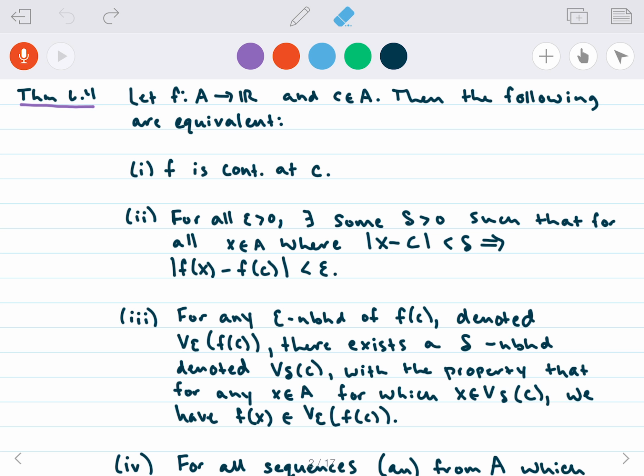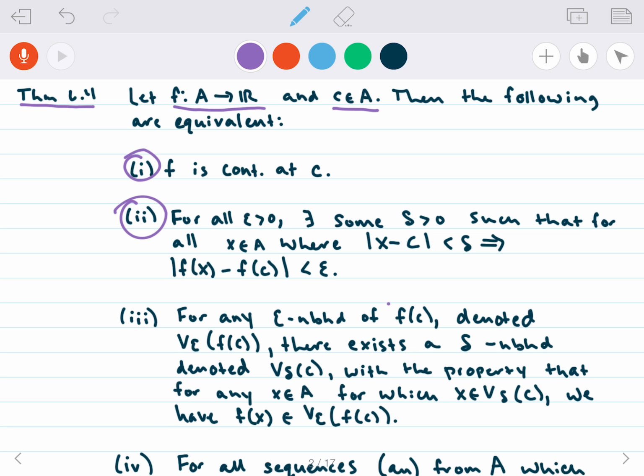So this theorem is going to give us five equivalent characteristics of a function being continuous at a point C. Okay, so if we have a function from our domain A to the real numbers and we have C in A, then the following are equivalent. First one is my function is continuous at C. Okay, and we talked about that this is equivalent to number 2 last time.